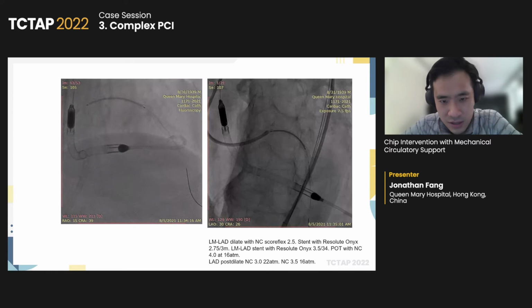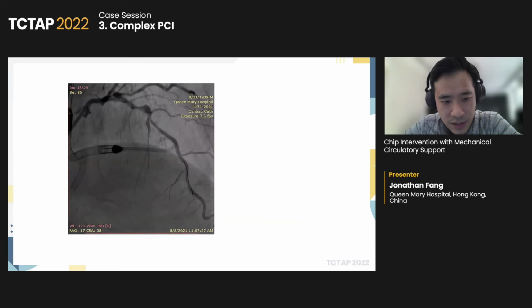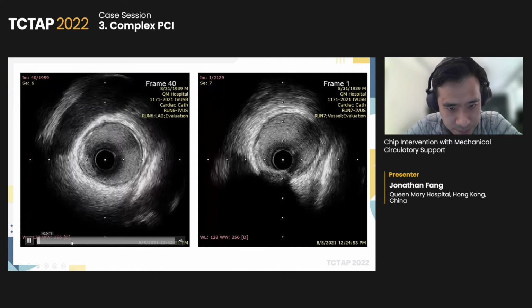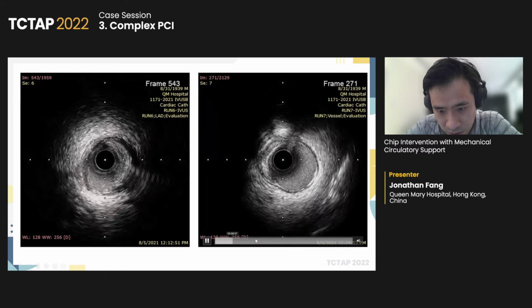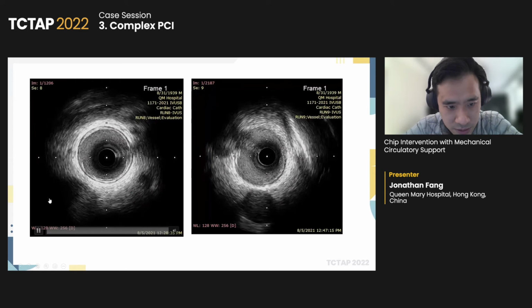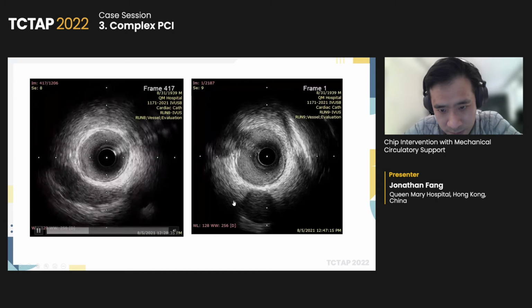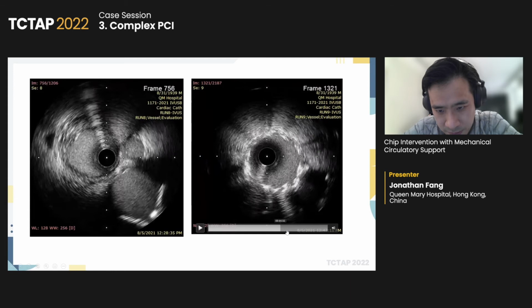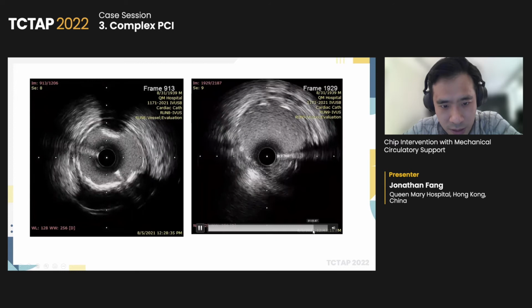So these are the stenting images. I can show you the post-IVUS images. So actually some of those images were pre-IVUS, sorry about it. This was after the stenting. And we further optimized with the 4.0 NC balloon. So this was the image afterwards for the LAD.